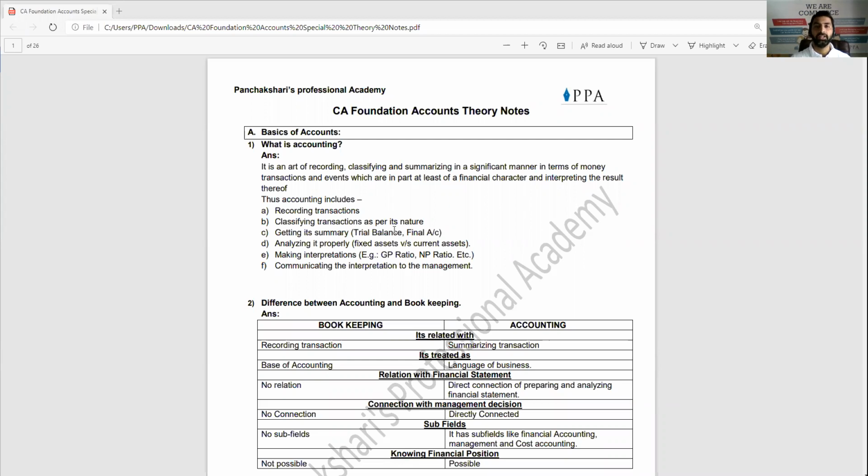What is accounting? The first question. It is an art of recording, classifying and summarizing in a significant manner in terms of money, transactions and events which are in part at least of a financial character. So what does it mean? We have seen this definition in 11th also. It means it is recording the transactions.